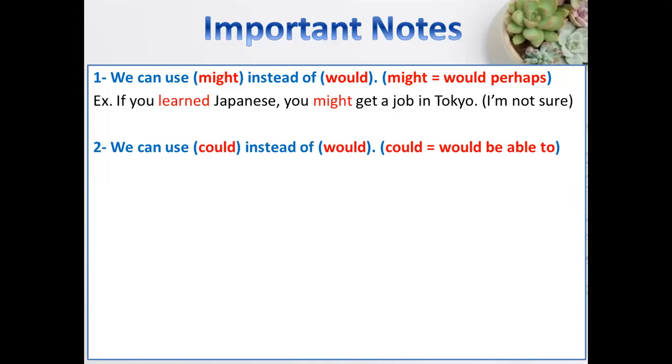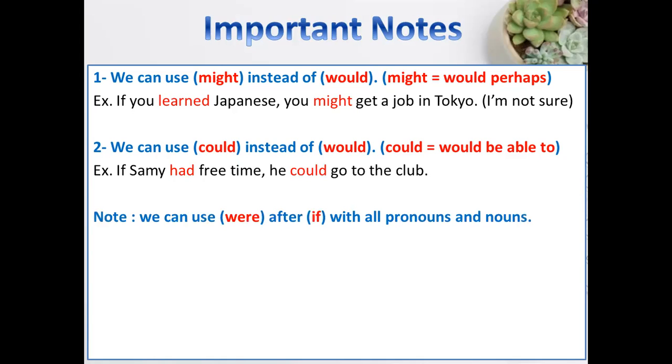We can use could instead of would. Could equals would be able to. So I use could instead of would be able to. If Sammy had free time, he could go to the club. He could go means he would be able to go. Note, we can use were after if with all pronouns and nouns. We can use were with the singular and the plural.